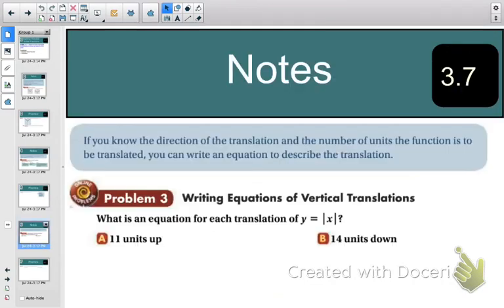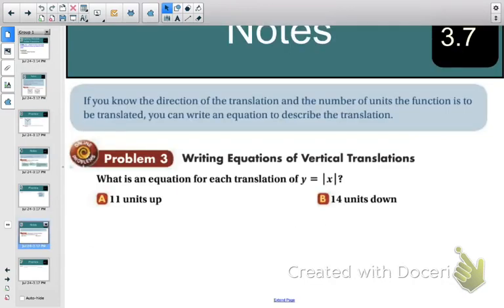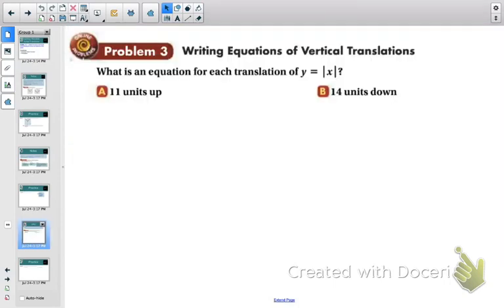Alright, next. If you know the direction of the translation and the number of units, you can write the equation. So this one you don't even need the graph really. It says, what is the equation for each translation of y equals absolute value of x, like this. So if we're going 11 up, we just add 11 to it. So y equals absolute value of x plus 11.